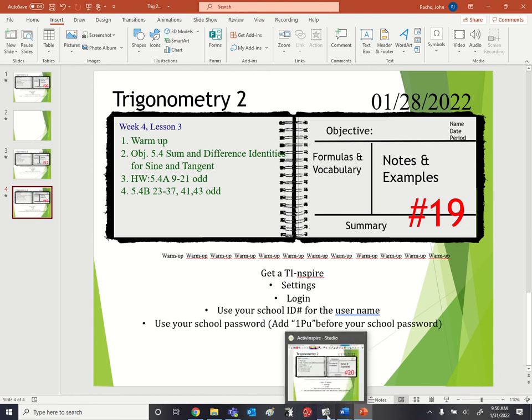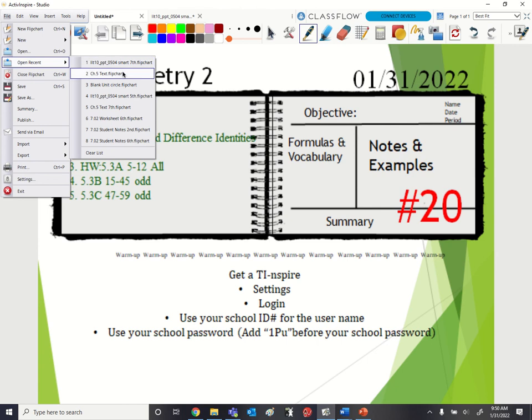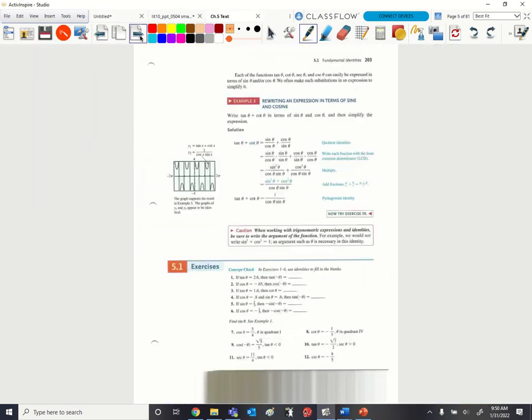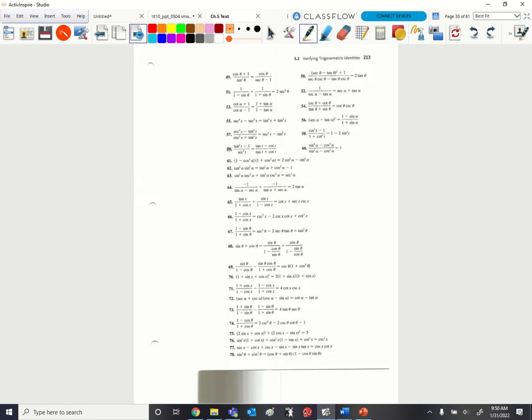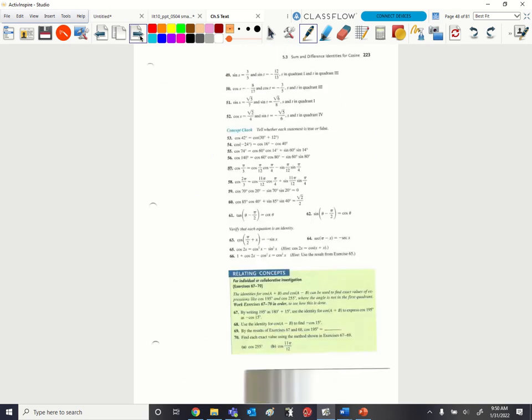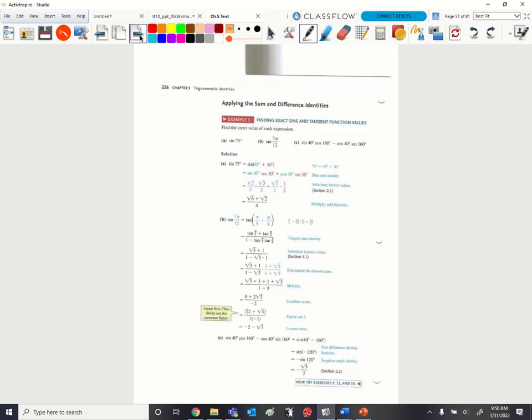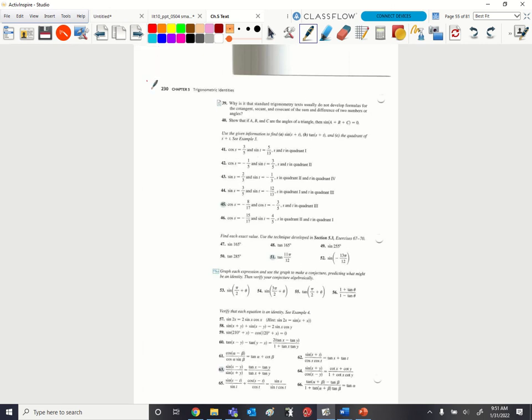I'm going to pull up the homework now to see which ones are example 2. So example 2 would go from 23 down to 37. So 23 to 37. And then we'll do the next one on Wednesday.